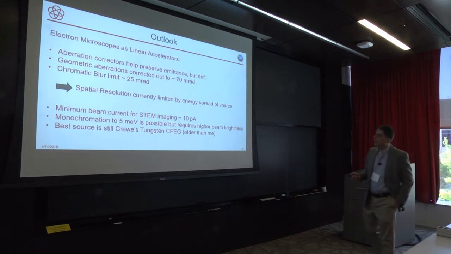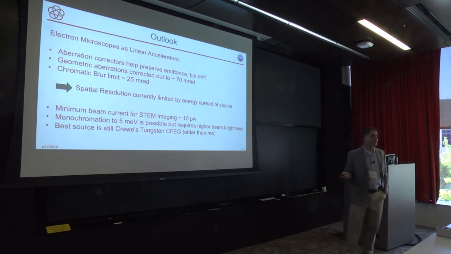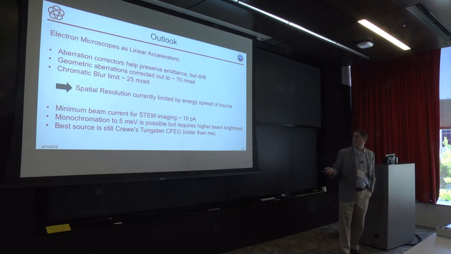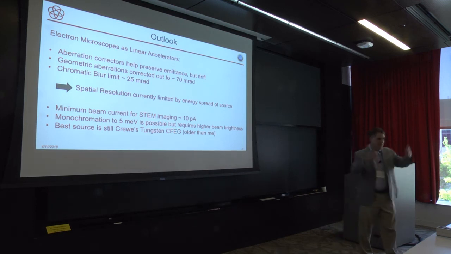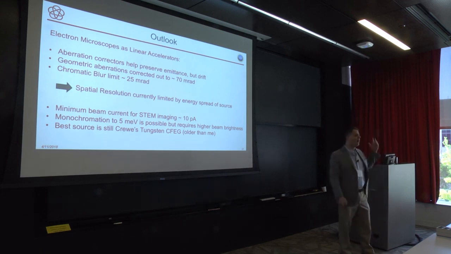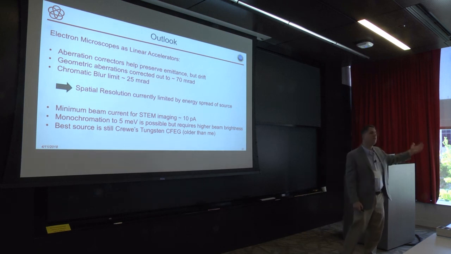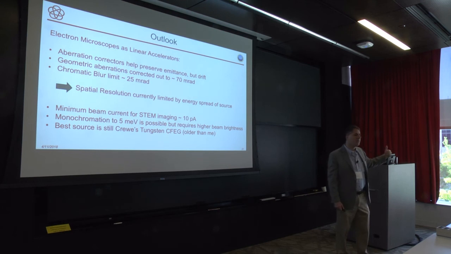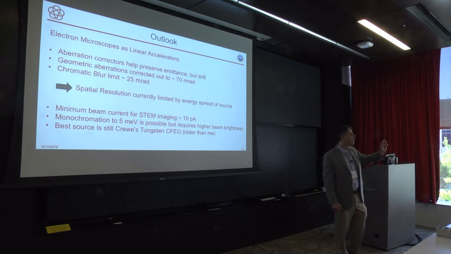A little bit of fun history. Our best, highest brightness source in the world is Albert Crewe's tungsten cold field emission gun. Did you ever know Albert Crewe? He hired me. Albert Crewe used to be a director at Argonne, and then he moved to Chicago to build his field emission microscopes. He built the first cold field emission STEM at Chicago, and got beautiful images of single atoms running around in about 1968.